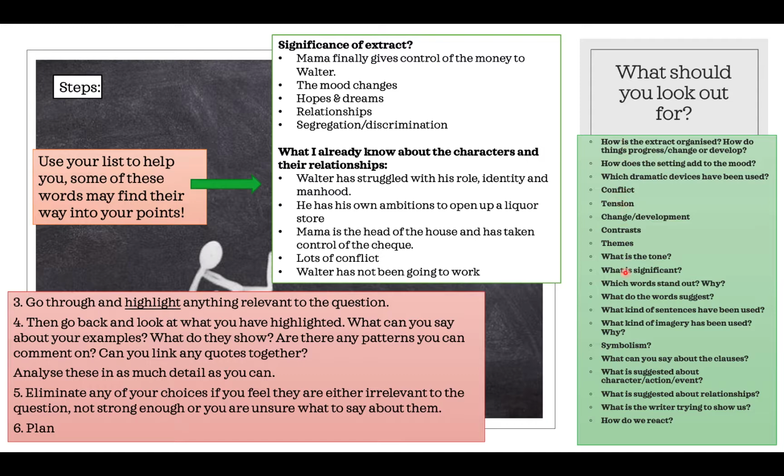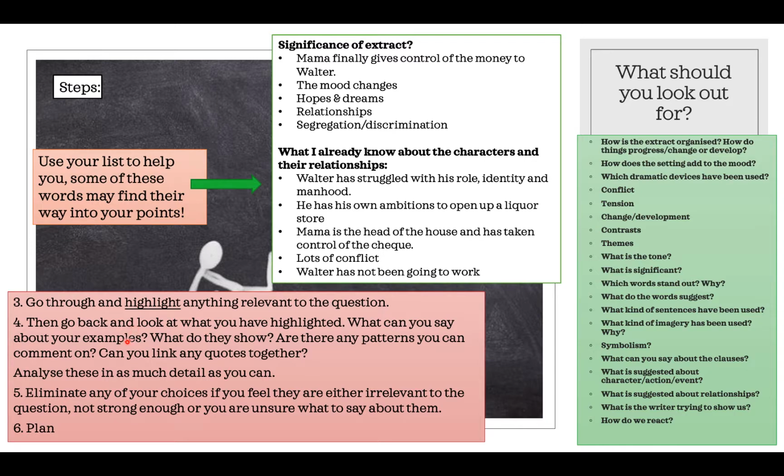So all of these are useful for you in terms of what to look for. This list, I made this list purely based on A Raisin in the Sun, so all of these things are relevant. So do take time to read through this list, and it will help you to try and know what to look for and know what's interesting to select.